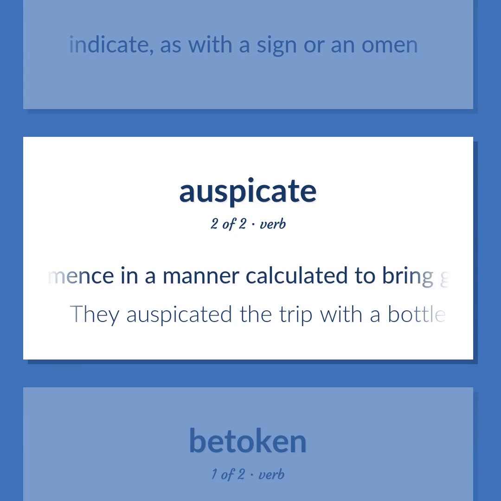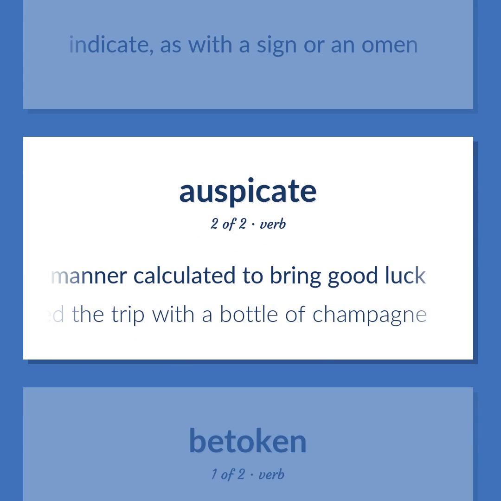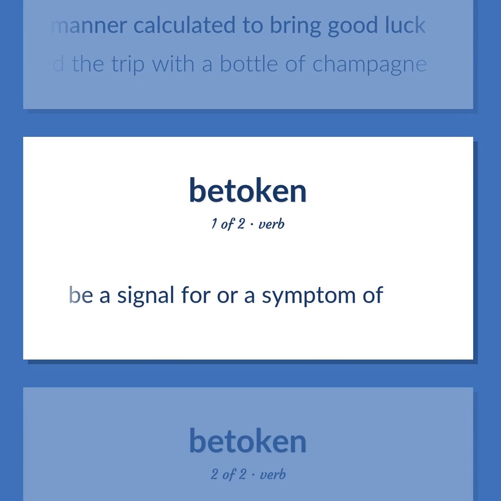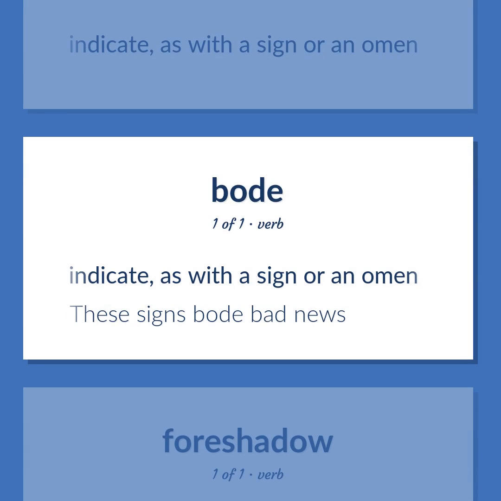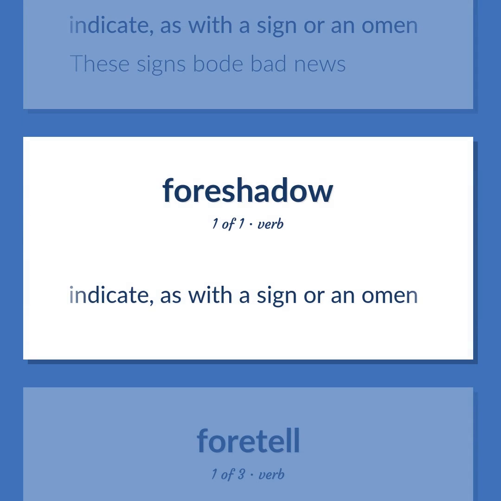Commence in a manner calculated to bring good luck. They auspicated the trip with a bottle of champagne. Be a signal for or a symptom of. Indicate, as with a sign or an omen. Indicate, as with a sign or an omen. These signs bode bad news. Indicate, as with a sign or an omen.